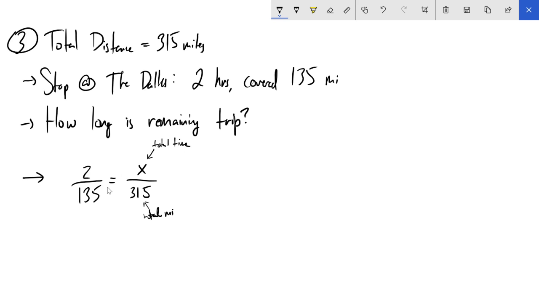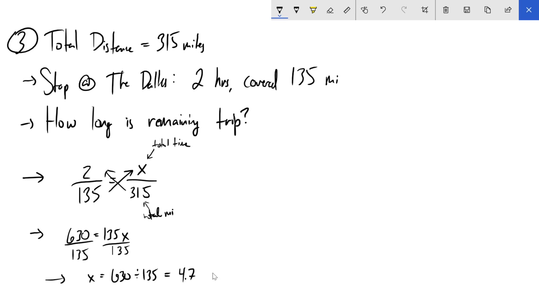So if we set it up this way, we cross multiply, right? So if we cross multiply, then what does it become? 2 times 315 is 630, yeah? Equals 135x, and then you divide both sides by 135, and so our answer is just going to be whatever 630 divided by 135 is, and what does that give us? 4.7. What is it? 4.7. So it would be 4.7 hours.